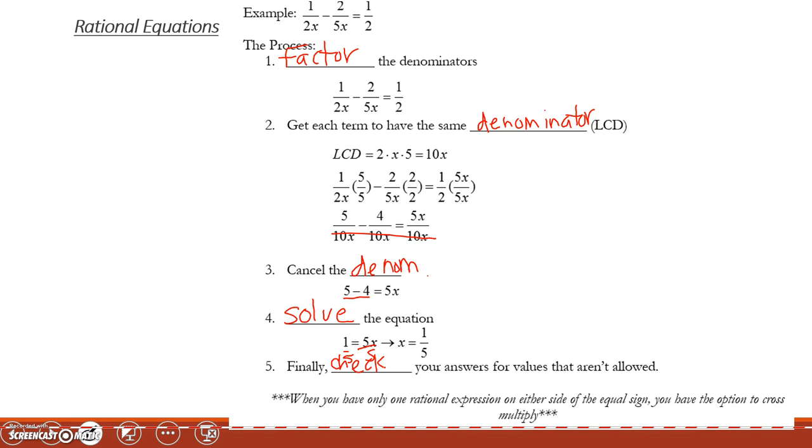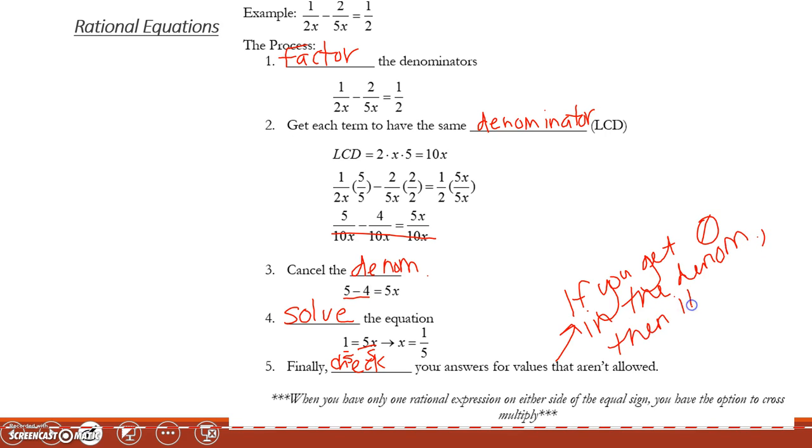And so what that means for a value that is not allowed, it's off to the side. If you get 0 in the denominator when you plug it in, then it's not a solution. So you don't have to fully check it this time, you just have to plug it into the denominator. And if you get 0, then you would say that's not a solution.